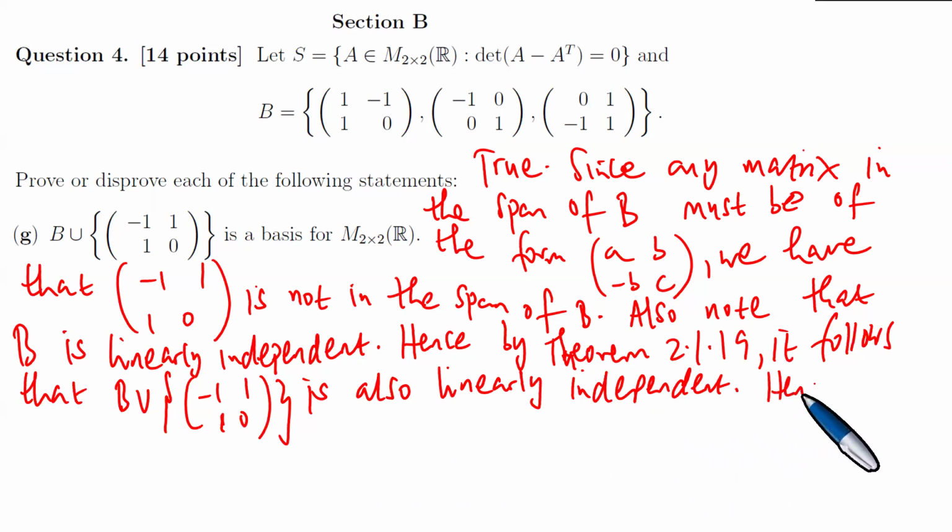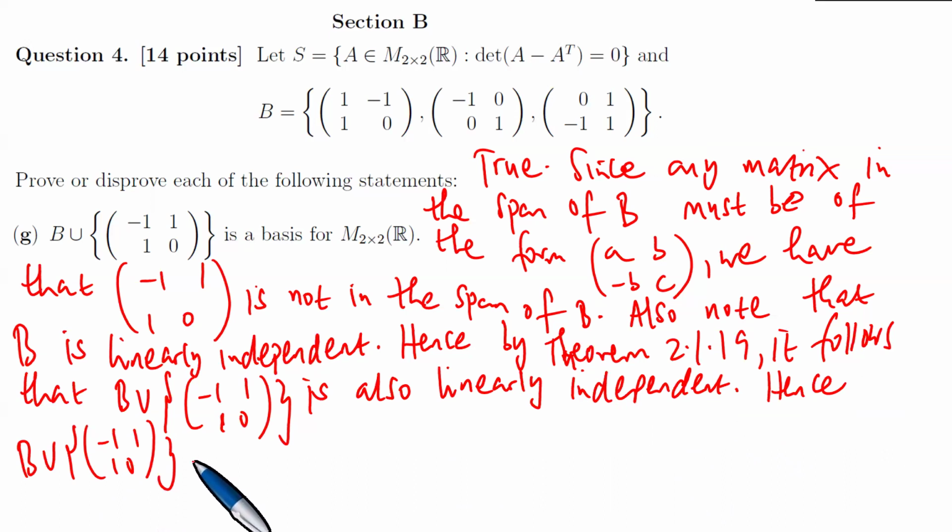Hence B union that: if an element is not in the span, and also we have a linearly independent set, this linearly independent set can be extended to a basis. Okay, that is the theorem there. A linearly independent set can be extended to a basis, if this particular element is linearly independent. That is the theorem in 2.1.19.